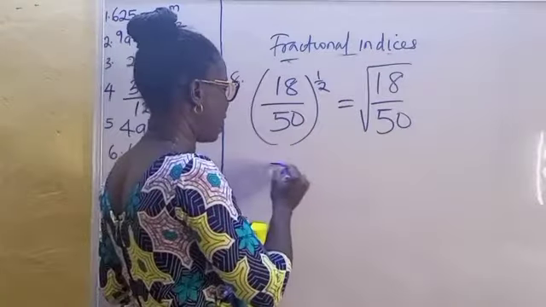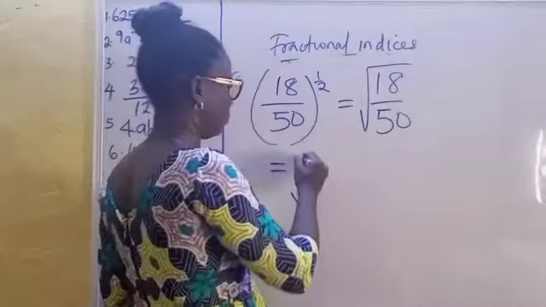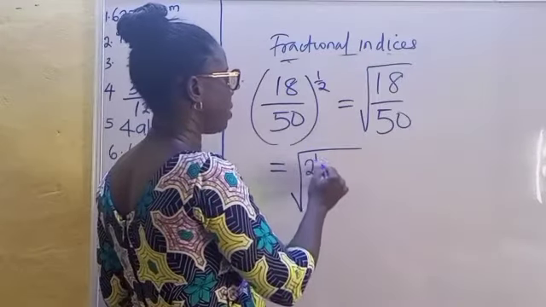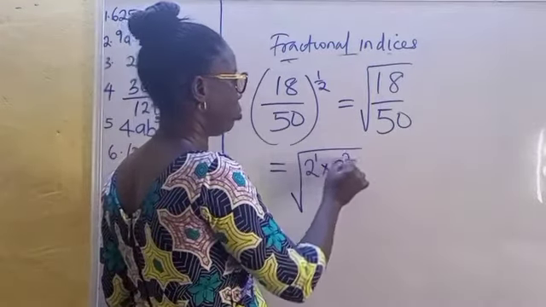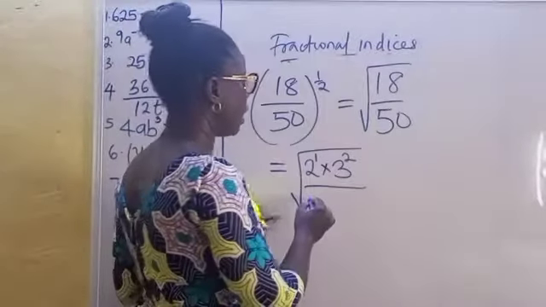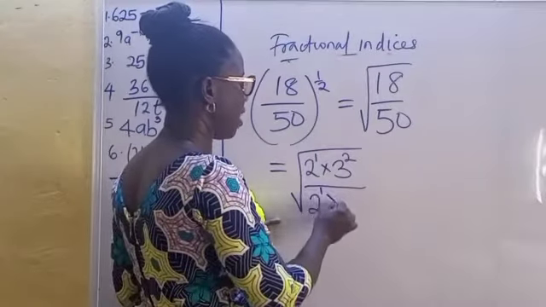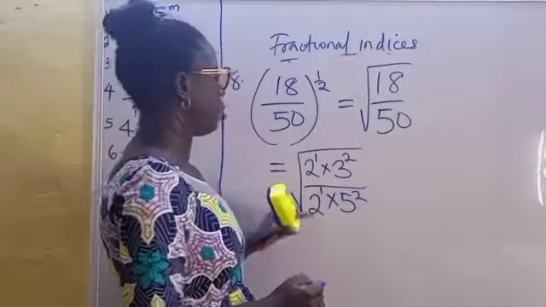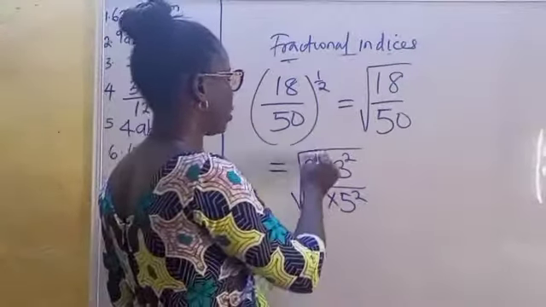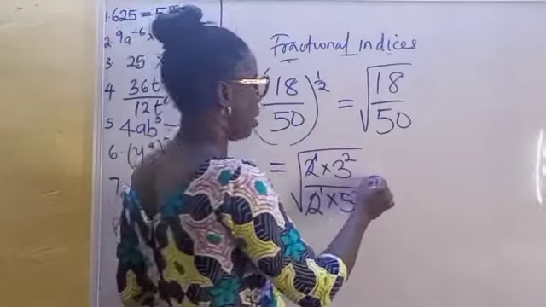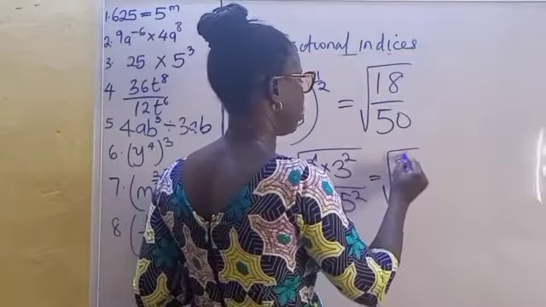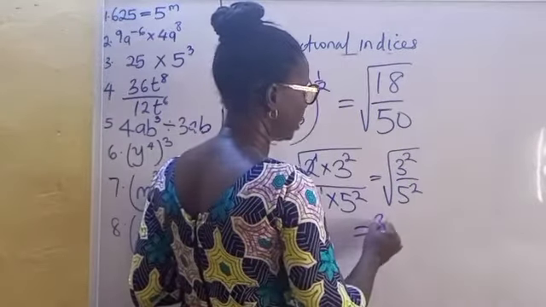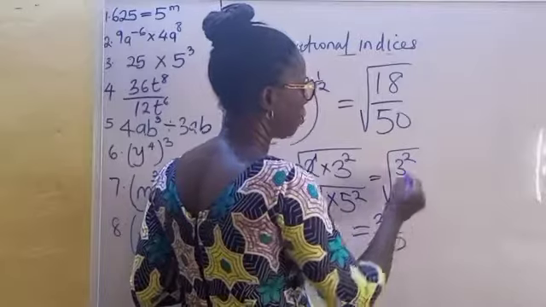So let's try to find the factors of 18. 18 is 2 to the power of 1 times 3 raised to the power of 2. 50 is 2 to the power of 1 times 5 raised to the power of 2. So if we look at these, 2 cancels out 2, and then we are looking for the square root of 3 raised to the power of 2 over 5 raised to the power of 2. So we know that our answer is 3 over 5.